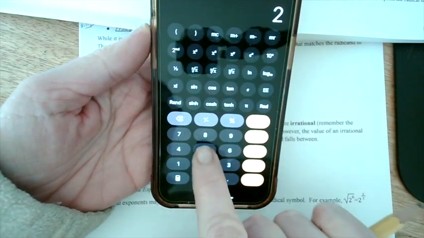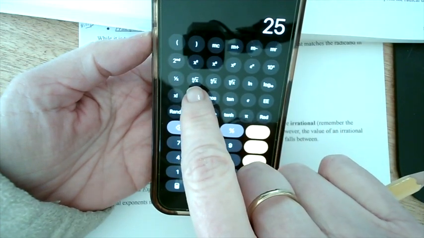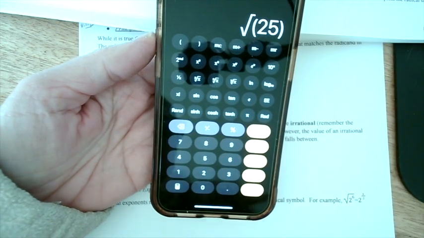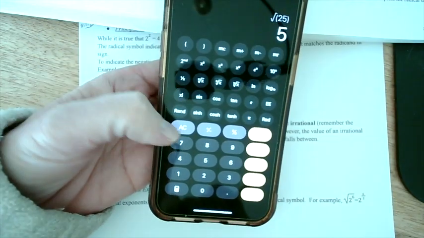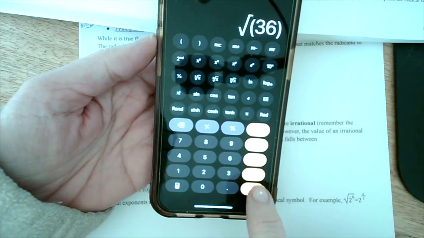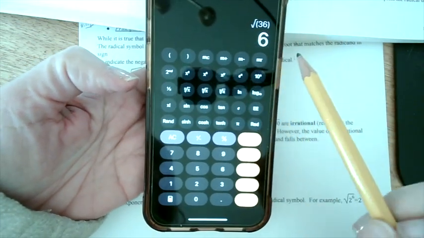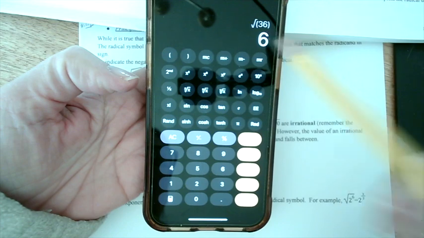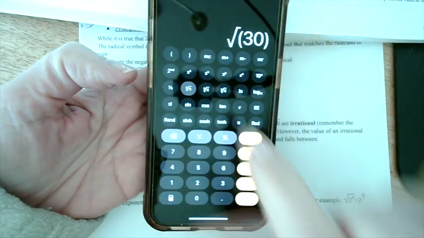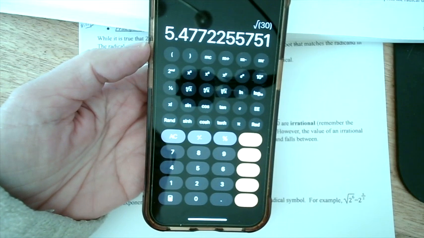So just to show you, plug in 25. This is how you use it, by the way. And then you plug in this. Do you see how it has the square root sign? And it even has the 2. And then you hit equal. You get 5. Okay, so let's do 36 also. I like this new update, by the way, with Apple, because it shows you what you actually typed in. Now let's go ahead and do 30. If we do 30 and we do the square root of that, we get 5.477.